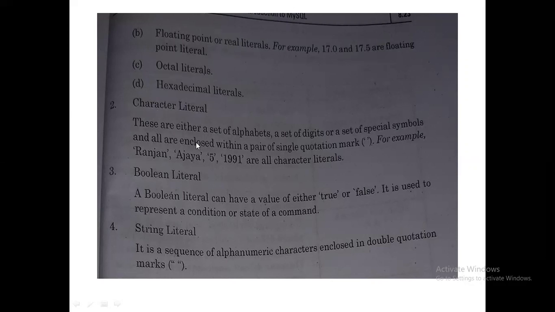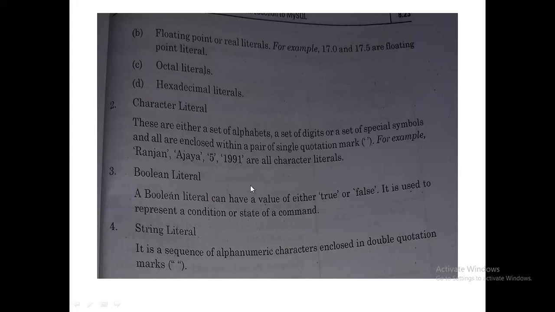These are either a set of alphabets, a set of digits, or a set of specific special symbols, and all are enclosed within a pair of single quotation marks. For example, Ranjan, Ajay, 5, 900, 1991 are all character literals. So all the character literals are written inside the single quotation mark.